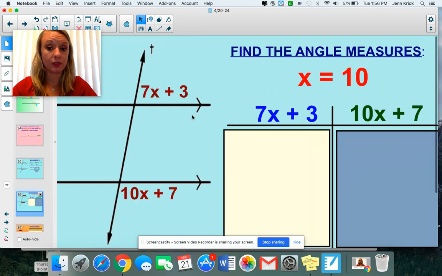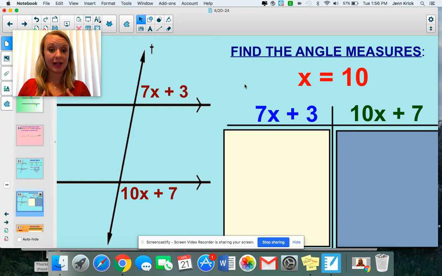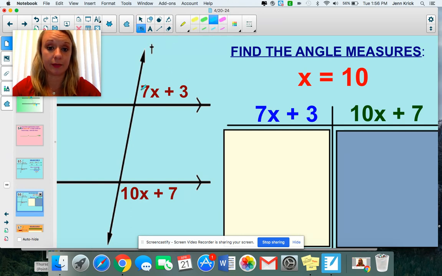Now, to push it one step further, knowing that x equals 10, can you plug that back in to find the measure of each angle? So all you need to do, I usually do a t-chart just to make sure that I cover both of them. If I was trying to find this angle here, I want to know, all right, 7x plus 3, but what is that really?